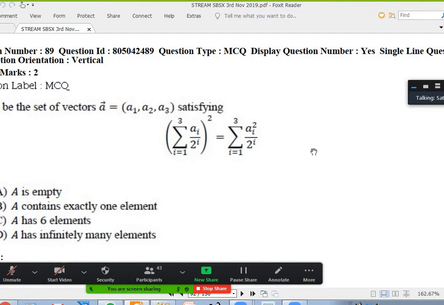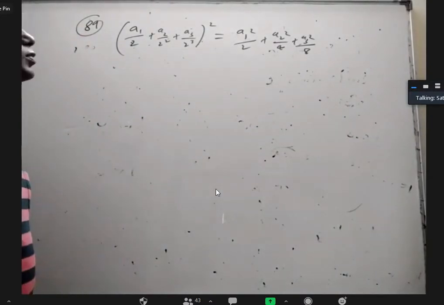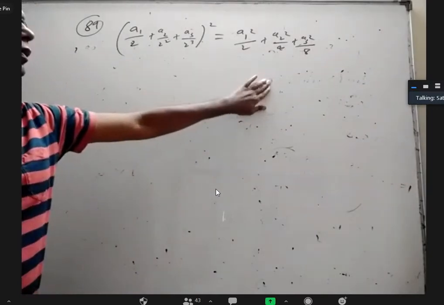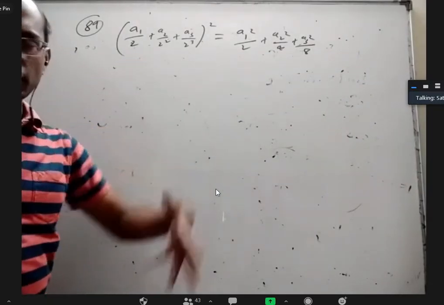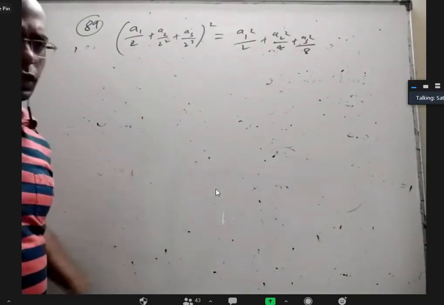First of all, a1 by 2, a2 by 2 square, a3 by 2 cube also equal to a1 square by 2, a2 square by 4, a3 square by 8. Okay. So they want A1, A2, A3 values satisfying this equation. Again, one equation and how many unknowns? 3 unknowns. Right?